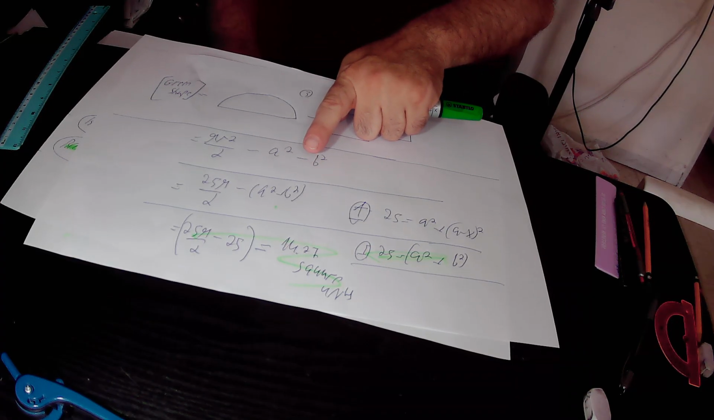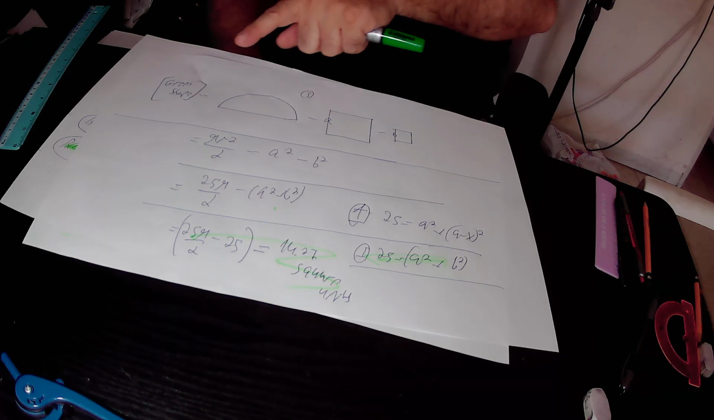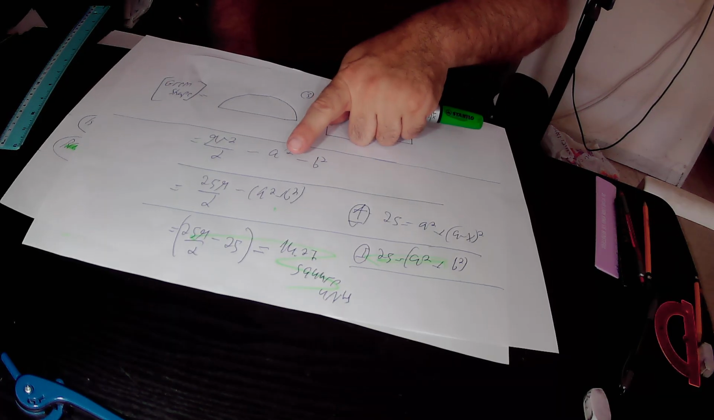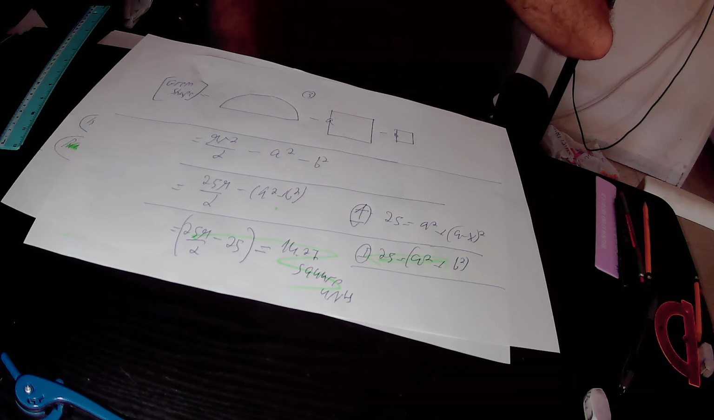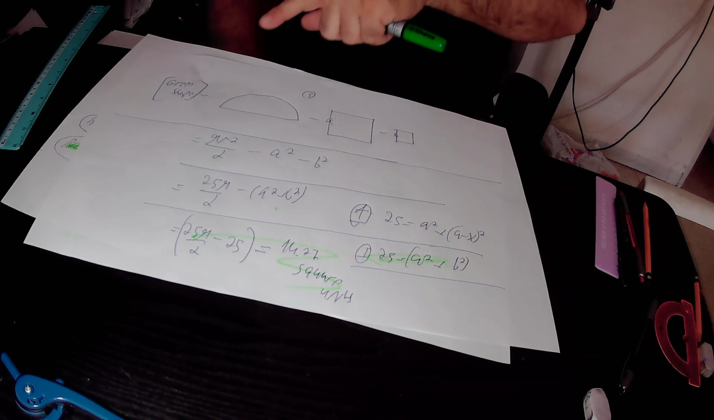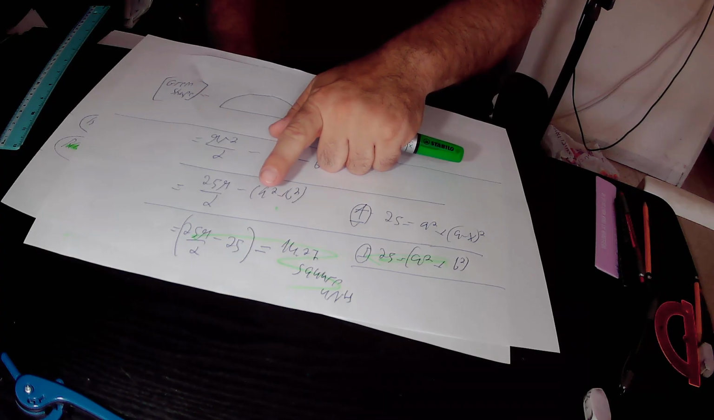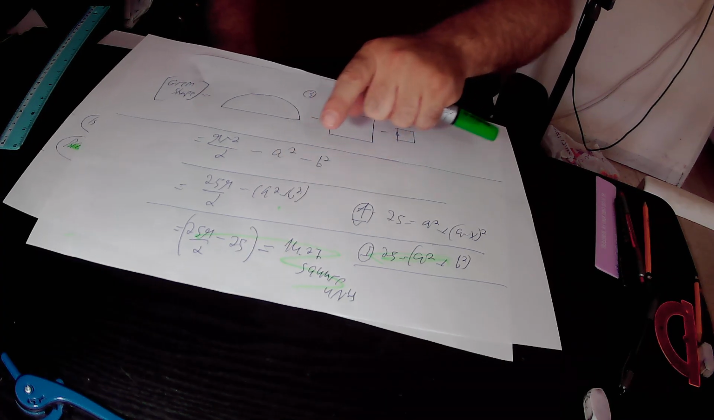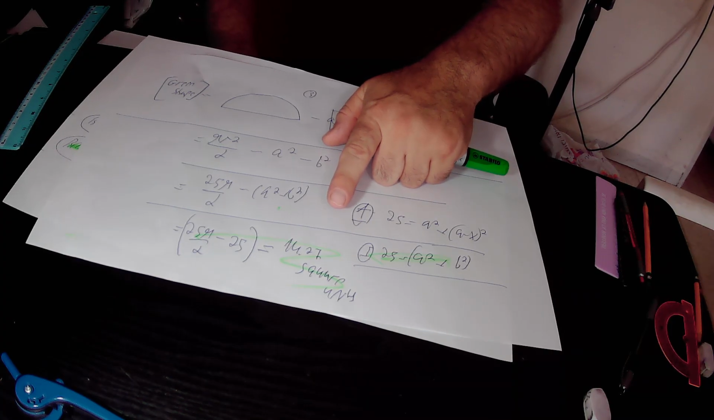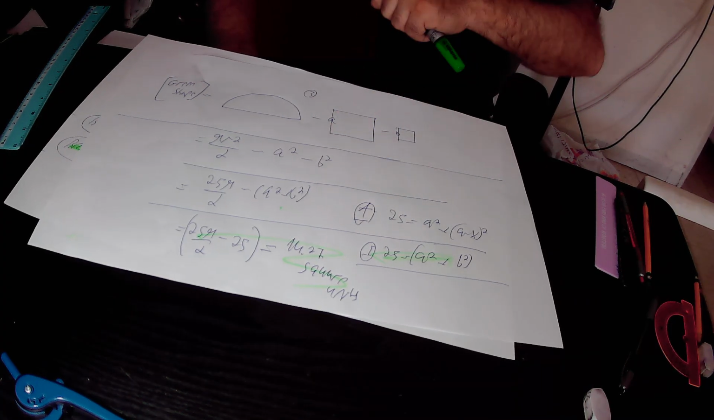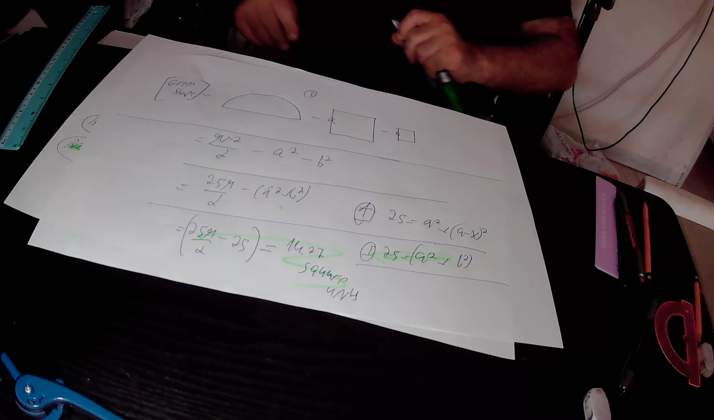We did it, and we found out that in total the area of the green shape equals 25 pi over 2 minus (a squared plus b squared), which is 25. So in total we found out that the area of the green shape equals 25 pi over 2 minus 25 square units. In terms of numbers, the area of the green shape equals 14.27 square units. Okay, thank you very much.